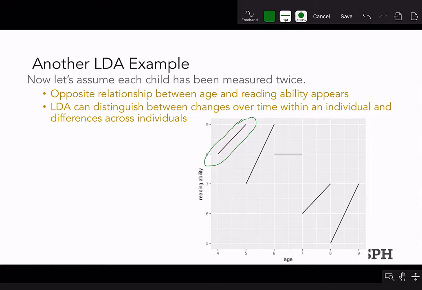And you can see actually for each child, reading ability increases with age, rather than the other way around. And without taking that longitudinal data structure into account, we would have never seen that, we would have missed the accurate direction of this relationship.